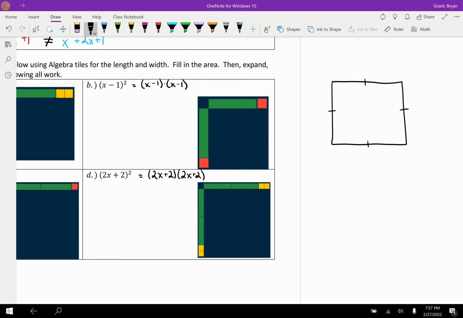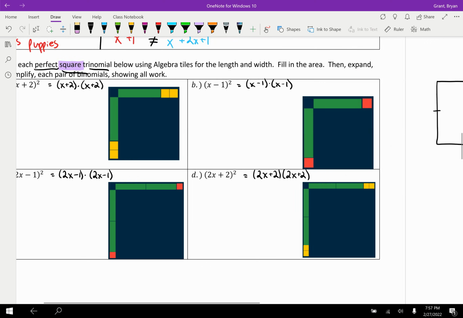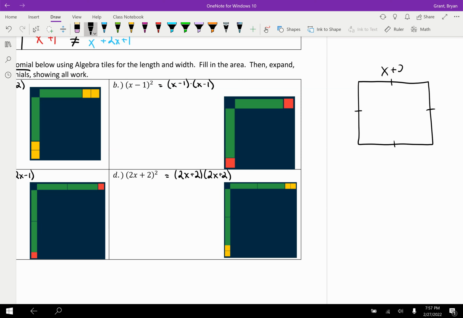And so if this side was 5, then this side had to be 5. If this side was 7x, then this side had to be 7x. And in the case of our first one, if the top was x plus 2, then the side also had to be x plus 2. And so I think you'll notice that on each of these, when you design these with algebra tiles, they are all perfect squares, right?